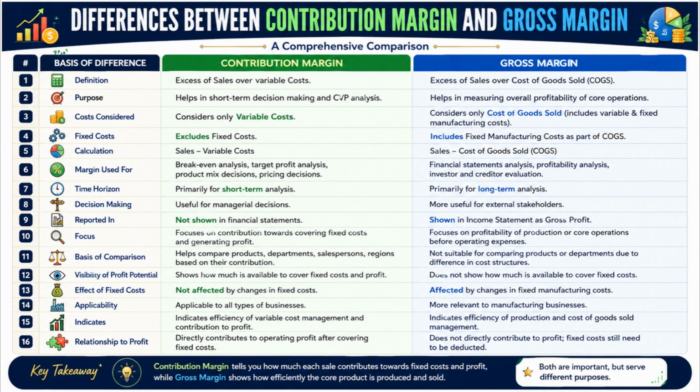So, these were the major differences between contribution margin and gross margin. Contribution margin helps businesses analyze variable cost efficiency and decision-making, while gross margin helps evaluate production profitability and financial performance.